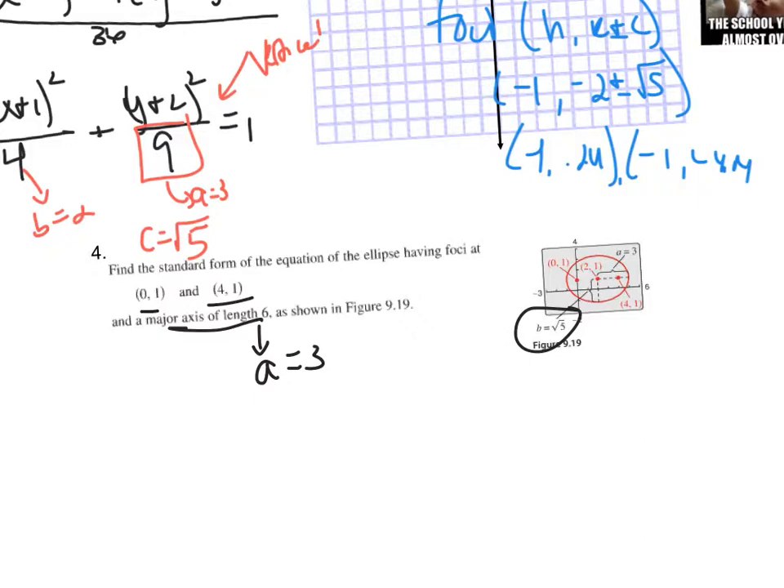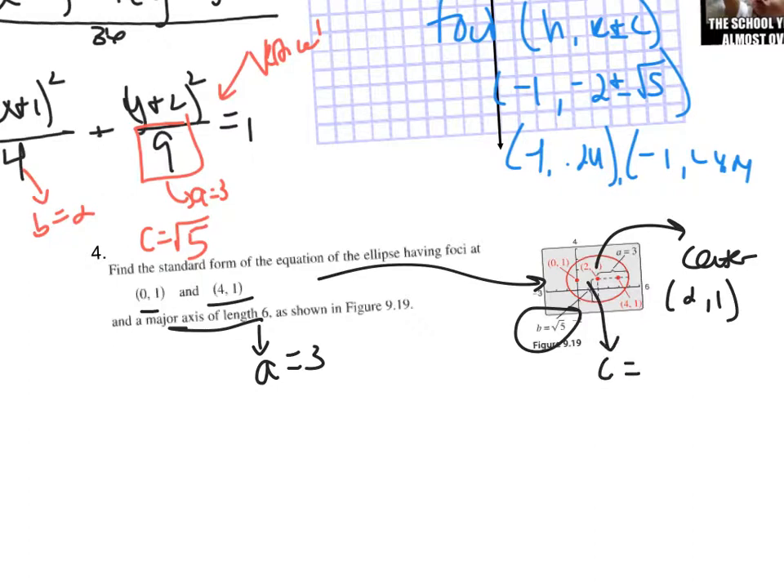Okay, so from there, what I recommend doing with these is graphing it like they did. So if you graph your foci at 0, 1, and 4, 1, how do they get 2, 1 for your center? It's because that's halfway between 0, 1, and 4, 1, so you can just count. It also means that your c value is the distance between your center and one of those points. So if you counted, your c has to be 2. We have a equals 3, c equals 2.